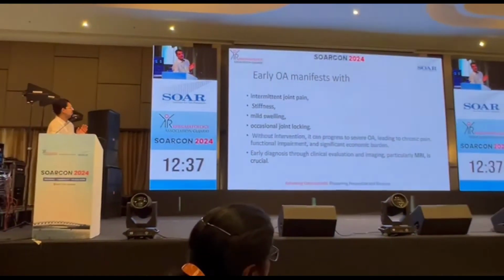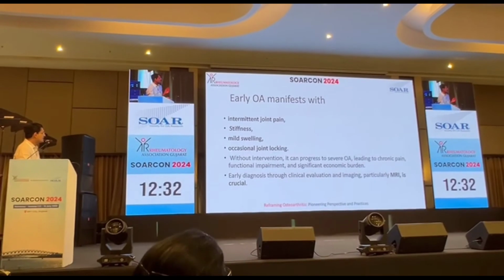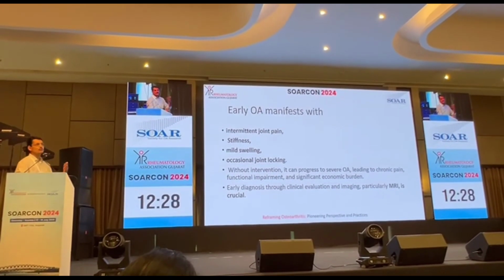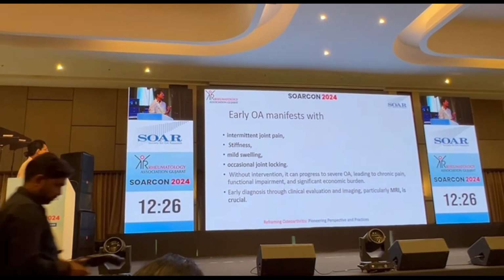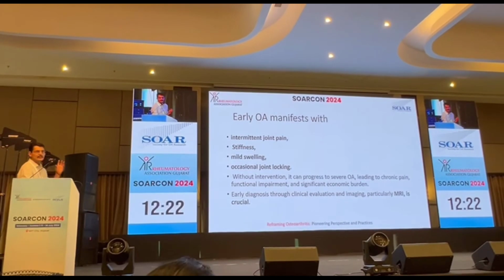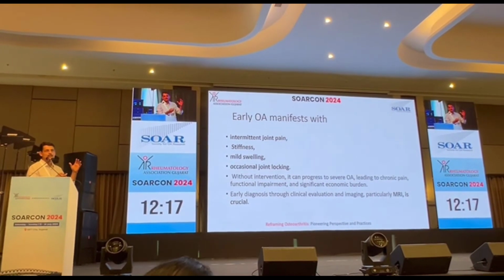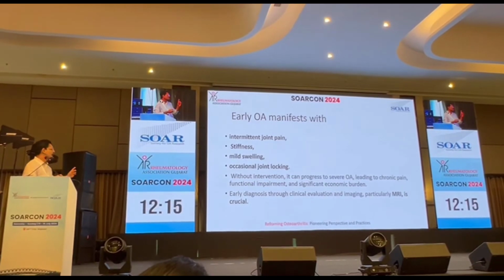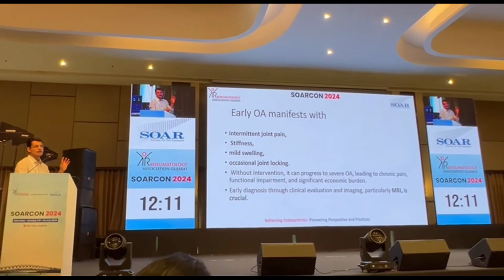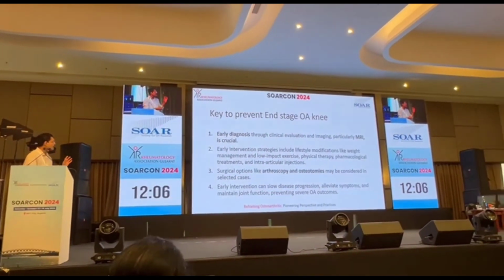Early osteoarthritis will manifest with an intermittent pain in the joints, stiffness, mild swelling and joint blocking. And without intervention, they will lead to progressive osteoarthritis, which can be painful and lead to need of joint replacement. Now, the important thing in this scenario, that is the patient in whom you have these acute onset mechanical symptoms, is to do an early MRI, because MRI will be the main factor which will be able to diagnose the problem. So early diagnosis is very, very important.